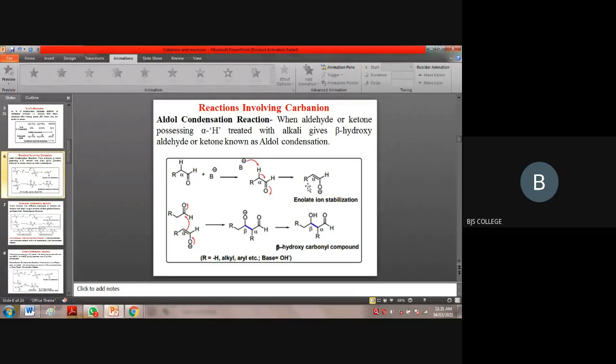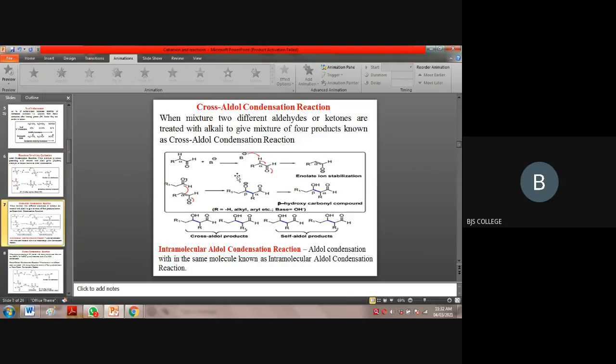So it is a two-step reaction. The first step is formation of the carbanion and the second step is condensation. The two molecules undergo condensation to give the final product as a beta hydroxy carbonyl compound, maybe an aldehyde or maybe a ketone. So this is your aldol condensation reaction. And as I told you, there can be two types, one is called self, another is called crossed. If you have two different aldehydes reacting or two different ketones reacting in the presence of alkali, then that reaction will be called a crossed aldol condensation reaction.